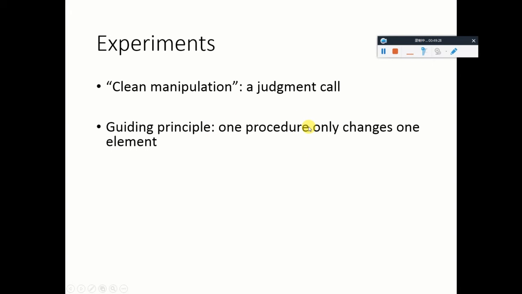Okay? In other words, for a manipulation to be clean, one manipulation can only change one element. So with one manipulation, you can of course change the person description from Mike being warm to Mike being cold. And you cannot do anything more. If you want to change other aspects of the description, you must introduce a second manipulation, right?